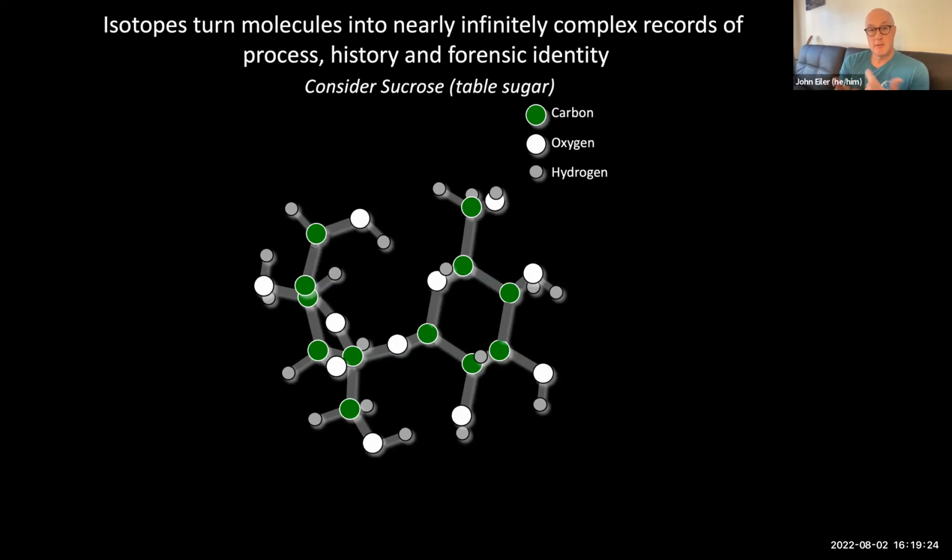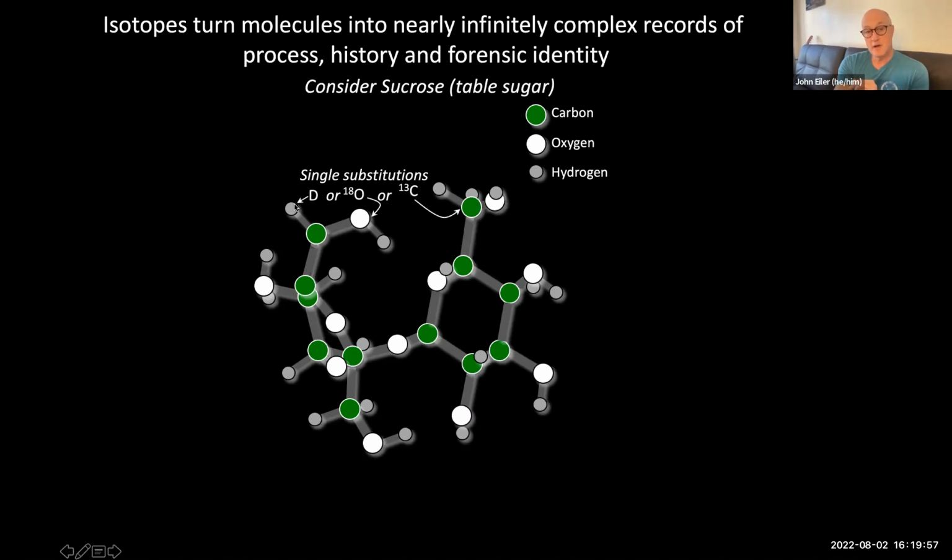So consider table sugar, sucrose. Sucrose has 12 carbon atoms and 12 oxygen atoms and 24 hydrogen atoms. And now let's ask ourselves, what are all the different ways that the rare, stable isotopes of carbon, of oxygen, and of hydrogen could be inside this molecule? I could have a single rare carbon-13. It's about 1% of all carbon atoms. So there's like a 12% chance I'll have one carbon-13 in this molecule.